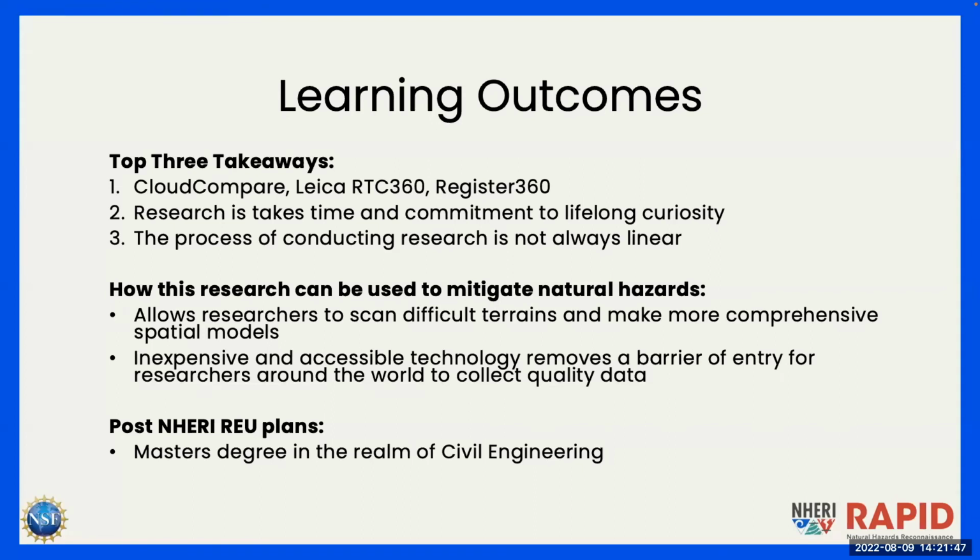Okay, so some learning outcomes. I learned how to use some technical tools like RTC 360 devices, Register 360, and CloudCompare. But I also learned that research takes time and commitment to a lifelong living of life, curiously. The process of conducting research is also not linear. So when I imaged and then compared, and then imaged again, compared again, redo, retake images and scans and point clouds, it was very convoluted, and it's not ironed out perfectly, as you all know. So again, backtracking, how can this research be used to mitigate natural hazards?